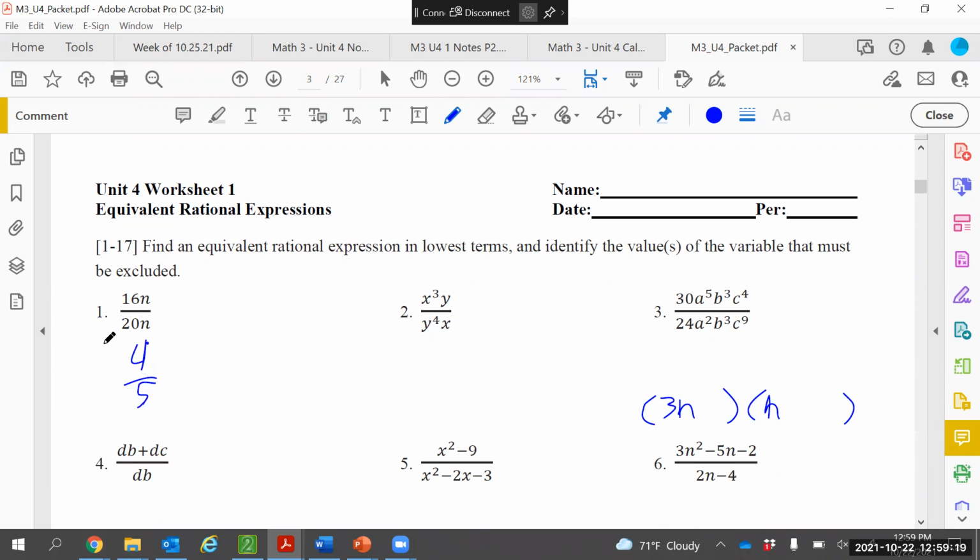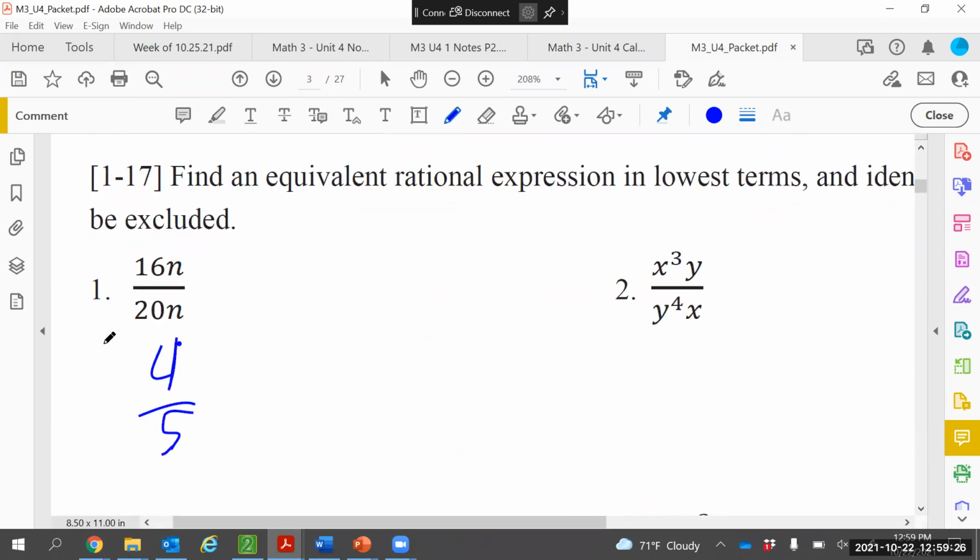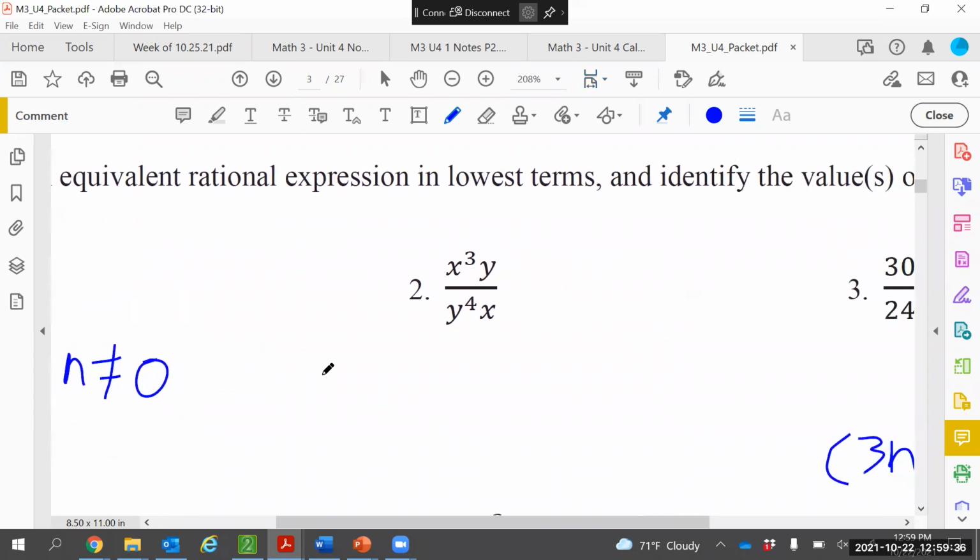So 4 over 5 is correct. Now, what about excluded values? Let's see here. Samuel, what can n not be? 0. N cannot equal 0. Number 2.